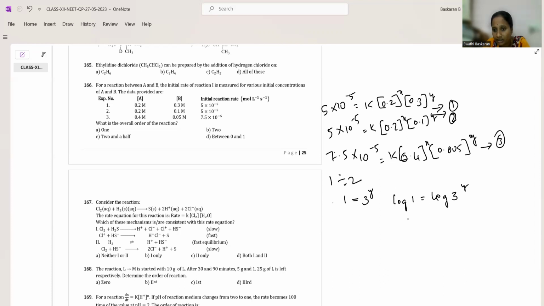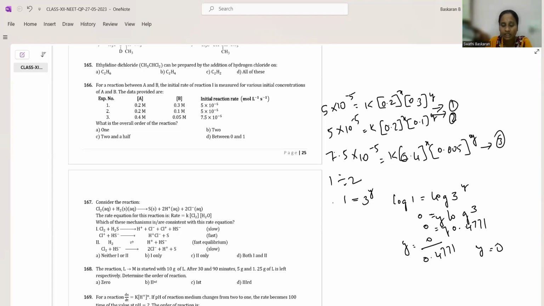So how do you solve this? You know that log 1 is equal to 0, which is equal to y log 3. What is the value of log 3? All of you know that it is 0.4771. Now what will the y value become? y is equal to 0 divided by 0.4771. 0 divided by any value is once again 0 only. So hence y is identified to be 0.